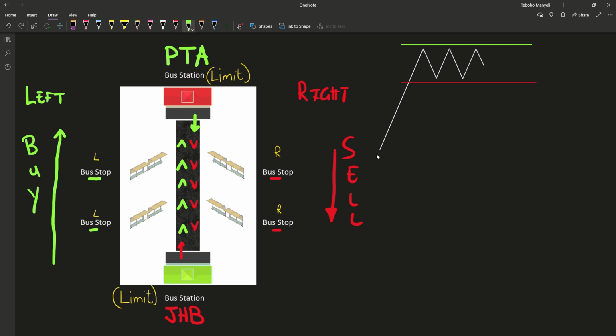Basically, we know if we get to the station in Pretoria, the bus is going to take a U-turn and go to Joburg. And if we're going towards the bus station in Johannesburg and we get there, the bus will take a U-turn there and go towards Pretoria. And this is the limit. So you set your limit orders at the top, where you expect the market to get and turn there.